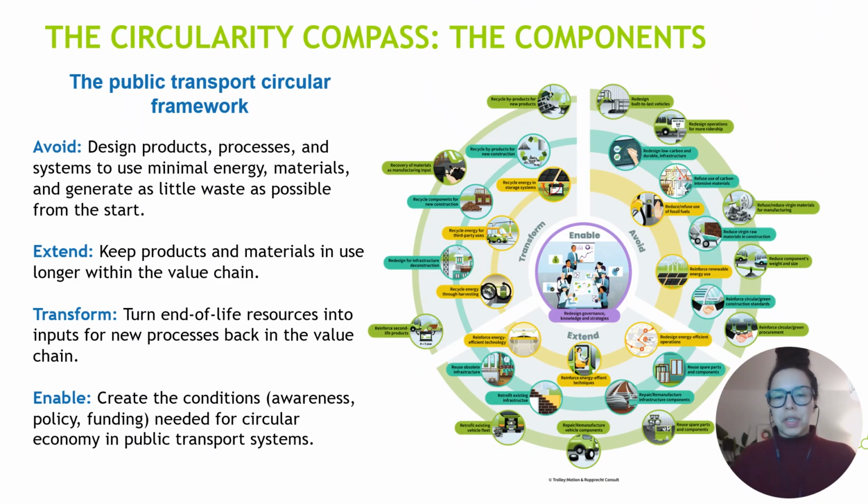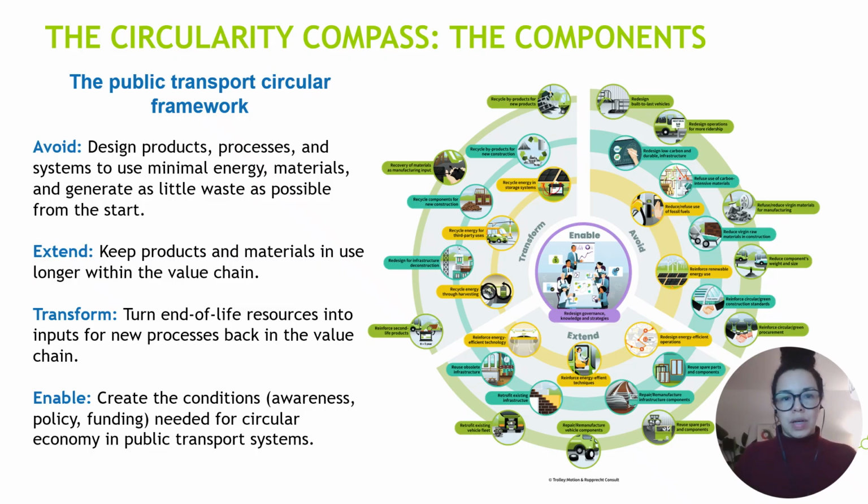Okay, so what are the concrete components of the Circularity Compass? The Circularity Compass has 2 main components. One is the Public Transport Circular Framework, which is a conceptual guidance to start adopting a circular economy mindset and start identifying where circular economy measures can be applied across the whole public transport life cycle. So this is basically how to start thinking about the systems from start to end in a different way.